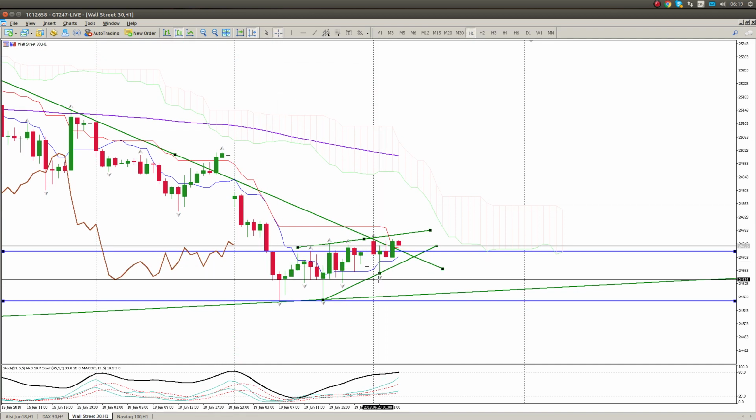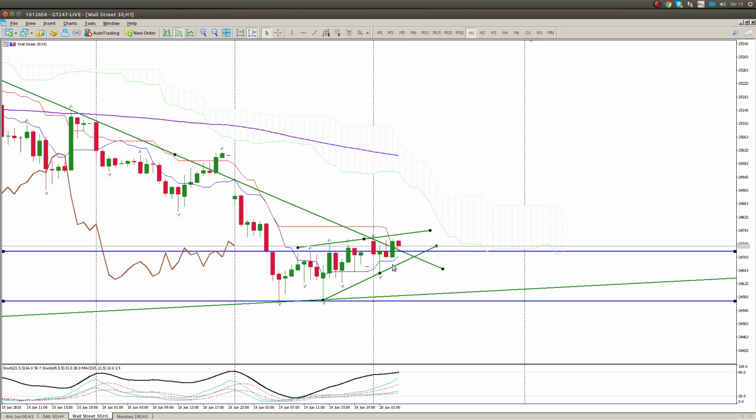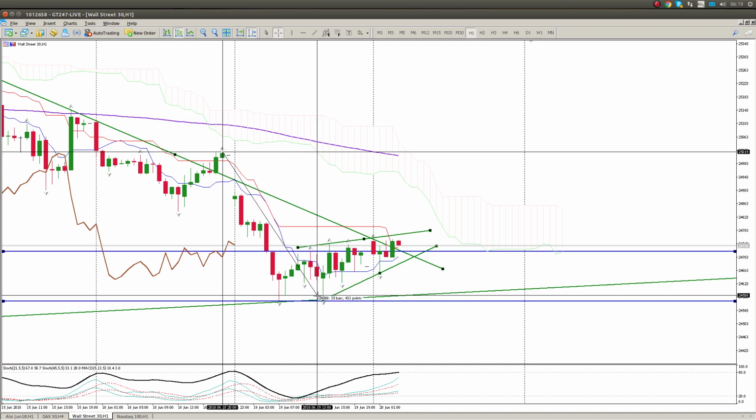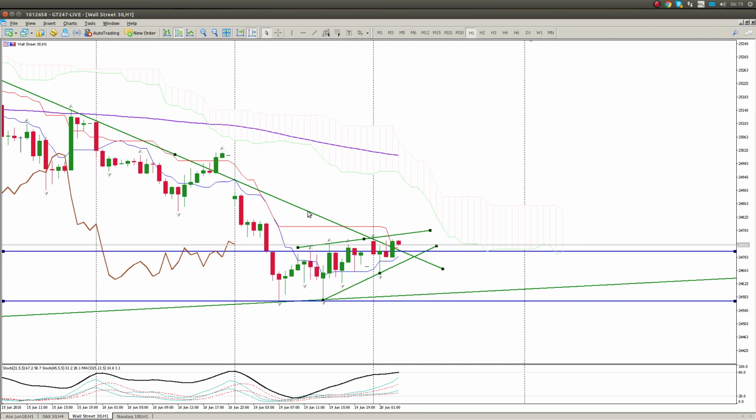Okay, because a break below this fractal level here, 100 points away, would mean a break of this wedge, which would then mean a potential move from here to there, which is, let's just say, 400 points to the downside.